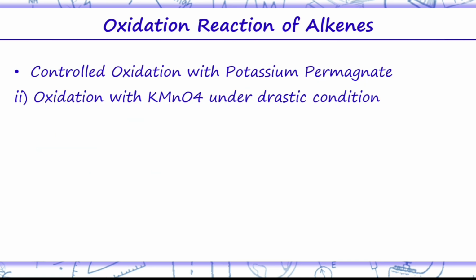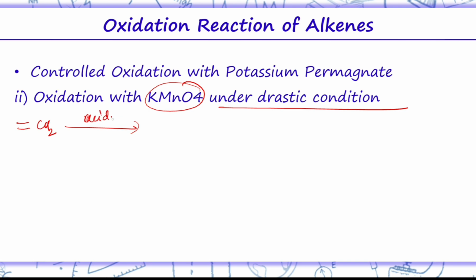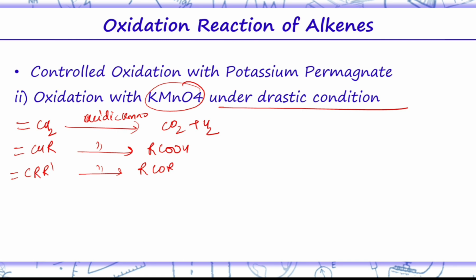Next is oxidation with KMnO4 under drastic conditions, that is, in acidic medium. If we have the =CH2 part, this part gets oxidized to CO2 plus H2O if acidic KMnO4 is there. If we have the =CHR part, this part will oxidize to an acid, and if we have the =CRR' part, this part will oxidize to a ketone.